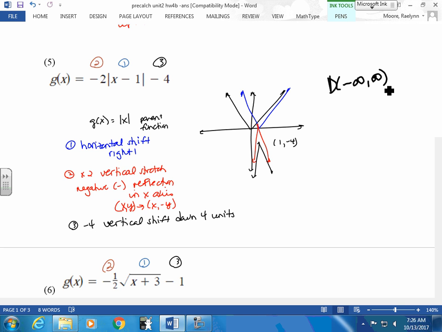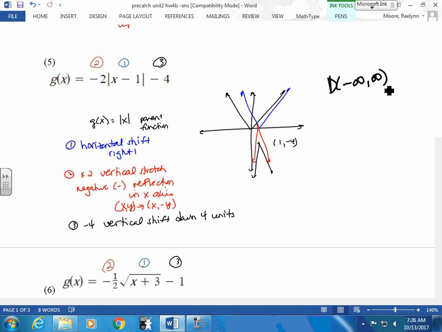I come out of the absolute value. Eric, what do I hit? When I come out of the absolute value, what's my next step? What am I going to do? You do the vertical stretch. Vertical stretch.